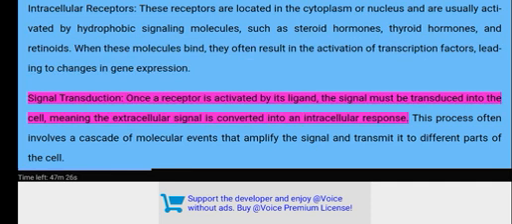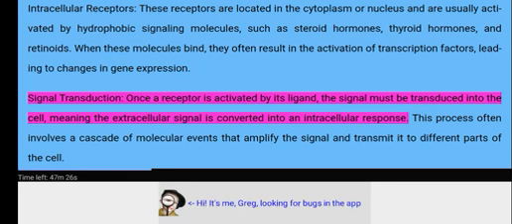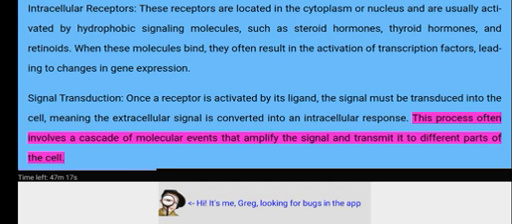Signal transduction. Once a receptor is activated by its ligand, the signal must be transduced into the cell, meaning the extracellular signal is converted into an intracellular response. This process often involves a cascade of molecular events that amplify the signal and transmit it to different parts of the cell.